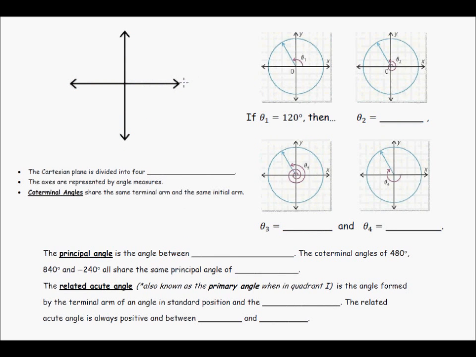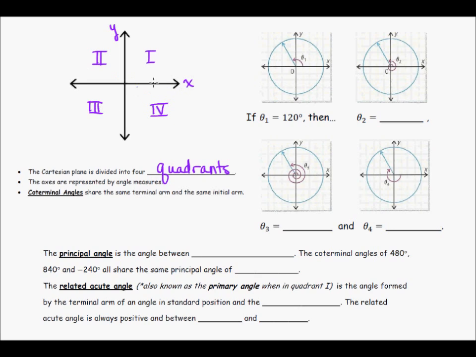Okay, if we're looking at our Cartesian plane, so our x and y axes, the Cartesian plane is divided into 4 quadrants. Now, if we were to number those quadrants, we would start with the quadrant where x and y are both positive. That's quadrant 1. Rotating in a positive direction, or counterclockwise, this would be quadrant 2. This one's quadrant 3, and this one's quadrant 4. And they're given Roman numerals to represent the 4 quadrants.